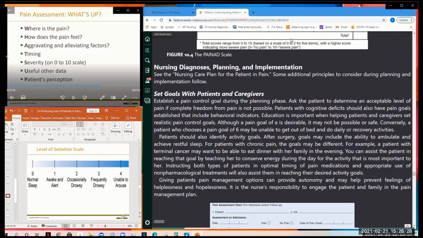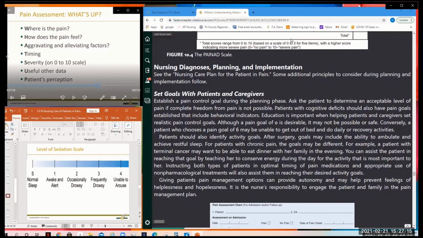For patients with chronic pain, the goals may be different. For example, a patient with terminal cancer may want to be able to eat dinner with her family in the evening. You can assist the patient in reaching that goal by teaching her to conserve energy during the day for the activity that is most important to her. Instructing both types of patients in optimal timing of pain medications and appropriate use of non-pharmacological treatments will also assist them in reaching their desired activity goals.